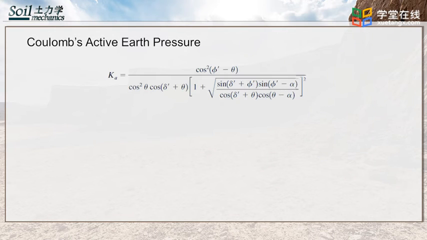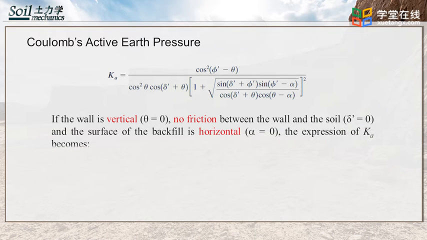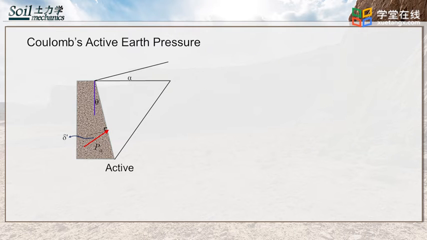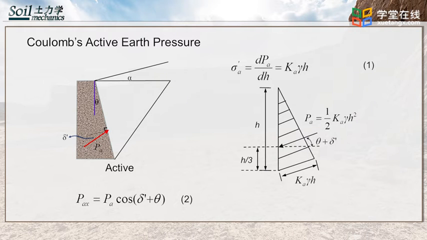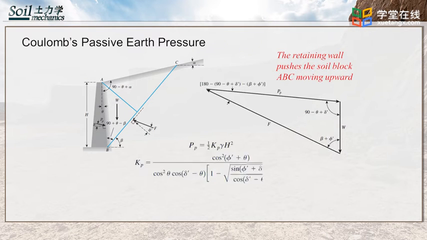Now let's consider a special case where the wall is vertical, there is no friction between the wall and the soil, and the surface of the backfill is horizontal. Coulomb's active earth pressure coefficient becomes equal to Rankine's earth pressure coefficient. After we have got the Coulomb's active earth force, we can use equation 1 to calculate Coulomb's active earth pressure. According to the force triangle, we can also determine the horizontal and vertical active earth force as shown in equations 2 and 3.